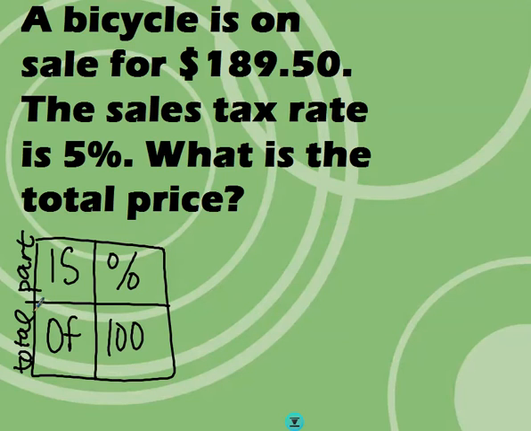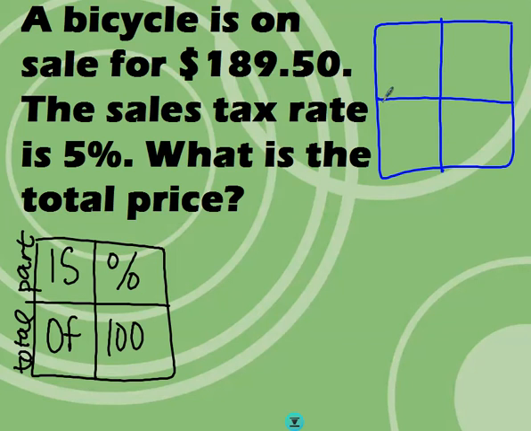So if we are looking at this question, I'm going to set up a proportion box over here and we'll fill in some of our information. If we read the question, we know the bicycle is on sale for $189.50. I'm going to say that's the total price. When you go to the store, that's your total. So that's going to go here, $189.50. And the sales tax rate on this particular item is 5%. It really depends on what state you're in, what you're purchasing, as to what the sales tax rate is. But right now it says 5%.